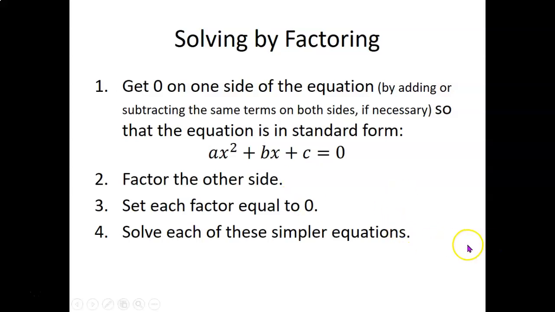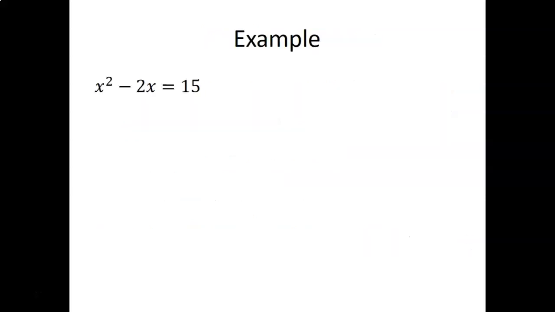So let's look at some examples. Factor, set each factor equal to 0, and solve each simpler equation. x squared minus 2x equals 15. So there is not a 0 over here, instead there's a 15. So when I see a 15 where I want a 0, I can get rid of it by subtracting 15 from both sides. So when I do that, I get x squared minus 2x minus 15 equals 0.